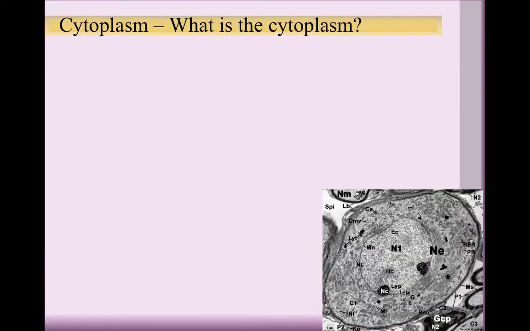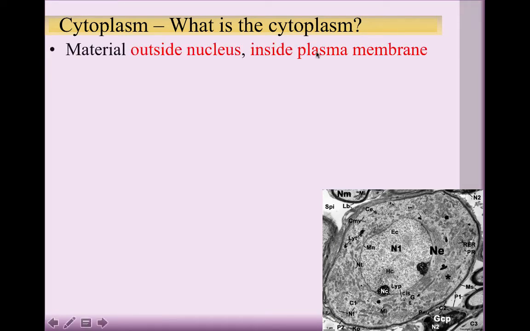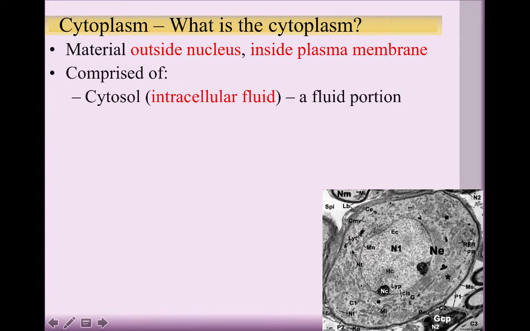All right, now we come to the cytoplasm. The cytoplasm is everything that we find outside of the nucleus, but inside of the plasma membrane. So here's the cytoplasm. And a large part of that is really fluid in nature. The cytosol is the fluid part of the cytoplasm, and it's oftentimes just simply referred to as intracellular fluid. We'll talk about body fluids in this class, and so intracellular fluid is an important component of body fluids.